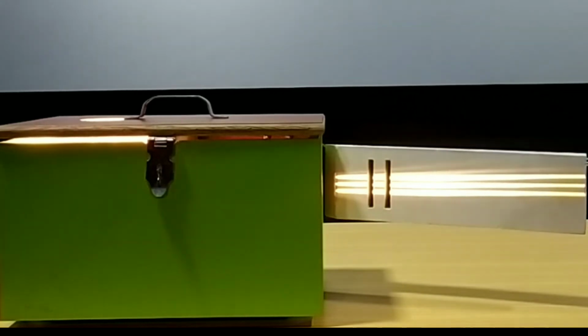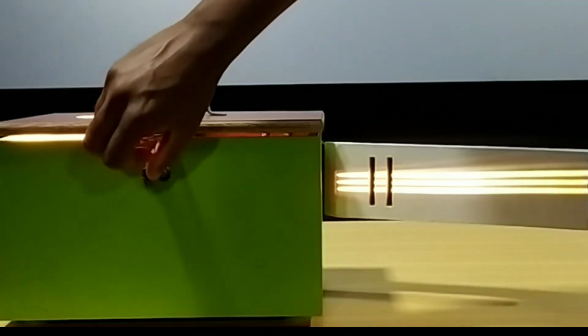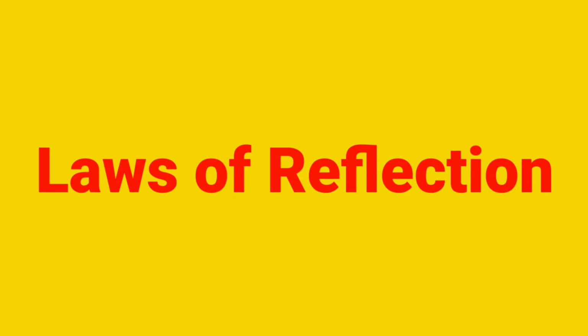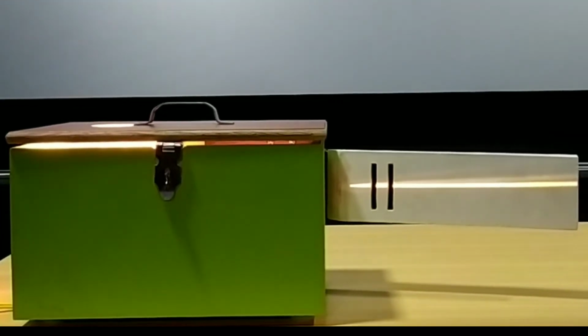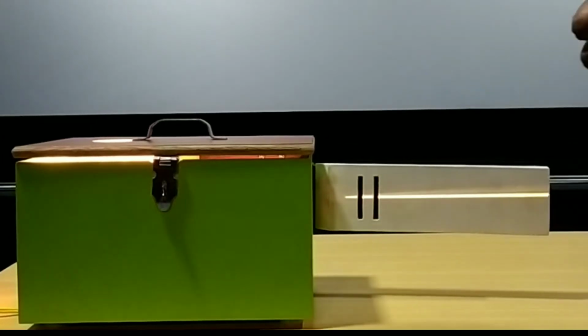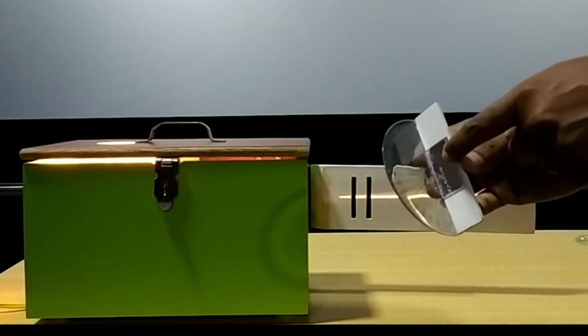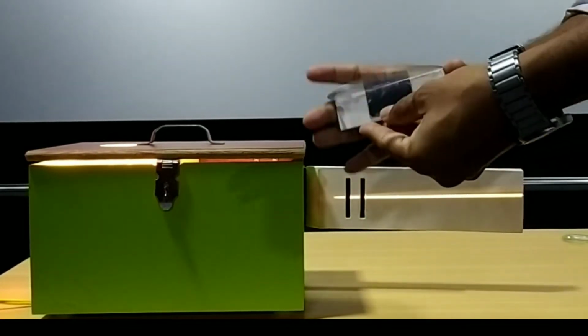Let us replace the triple slit by a single slit. So we will get a single beam to demonstrate laws of reflection. To demonstrate laws of reflection, we use a protractor. A piece of mirror is attached to its base.